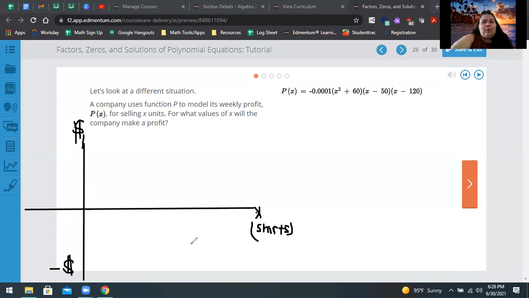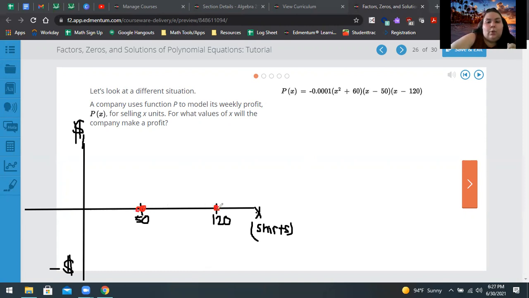So let's go ahead and take a look at the function. If I were to graph the zeros, x minus 50 gives me, let's just say this is the 50 mark, and x minus 120 gives me like 120. So let's just put this right here. So these are my zeros.